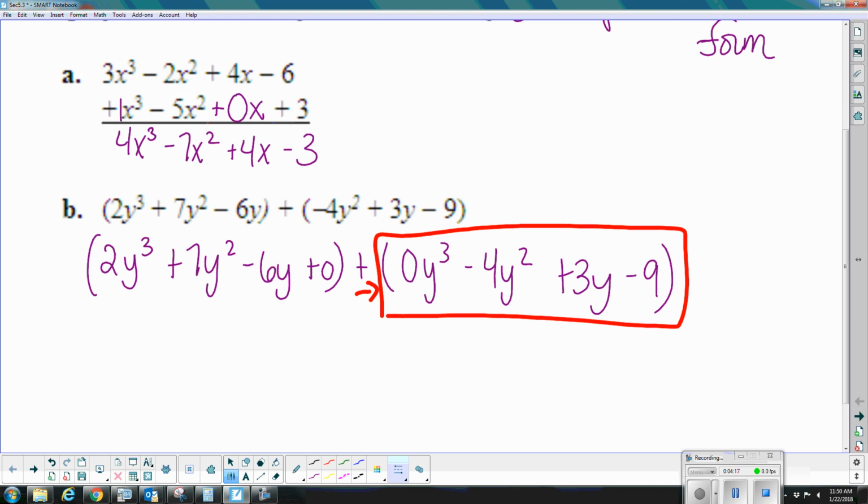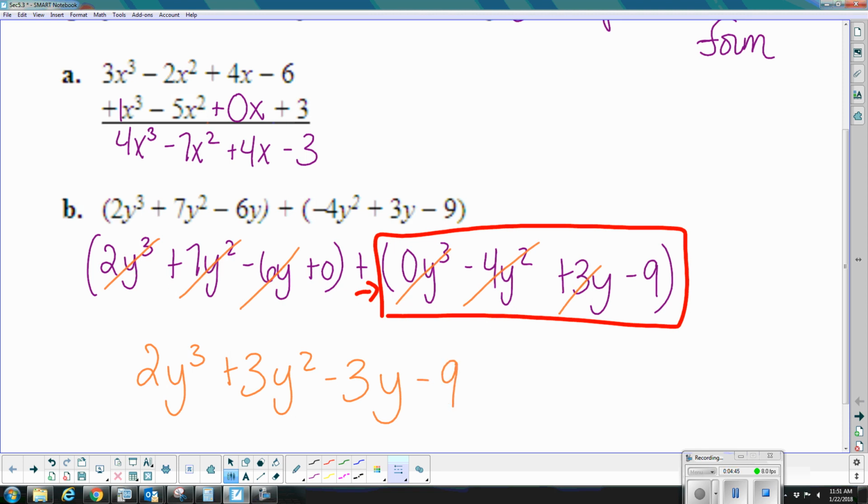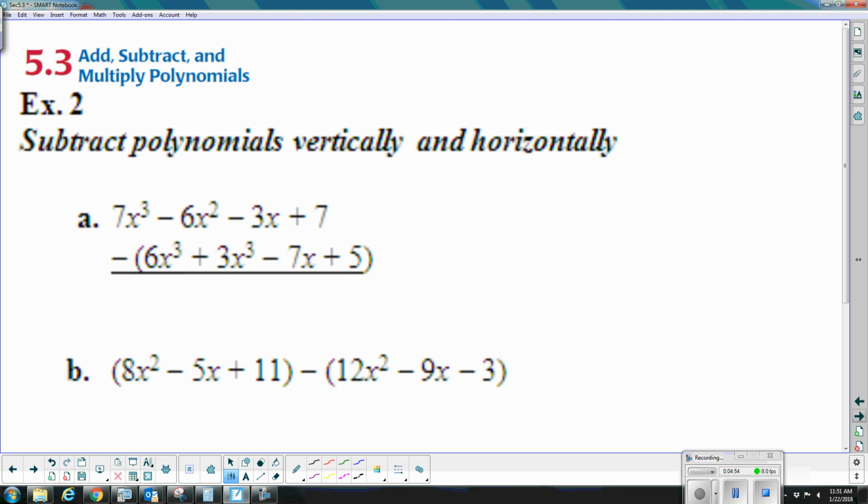So 2y cubed plus 0y cubed is 2y cubed. So I took care of those ones. Now my 7y squared minus 4y squared is 3y squared. So I took care of those ones. And then negative 6 plus 3 is negative 3y. Took care of these ones. And then lastly, 0 plus a negative 9 is minus 9. So again, make sure that you have these written in standard form, and then you add your like terms.